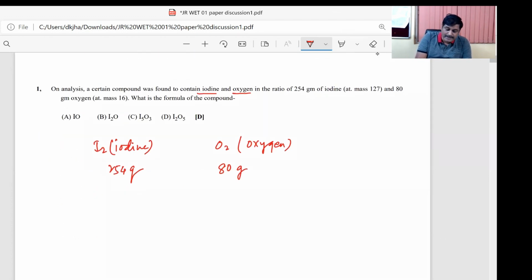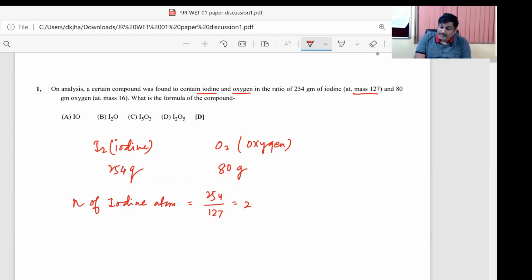We can easily find the number of moles of iodine atom. It is equal to 254 divided by its atomic weight. What is the atomic weight? Anyway, you should know it is 127, right? So 127 twos are 254, so the number of moles of iodine in this compound is 2.